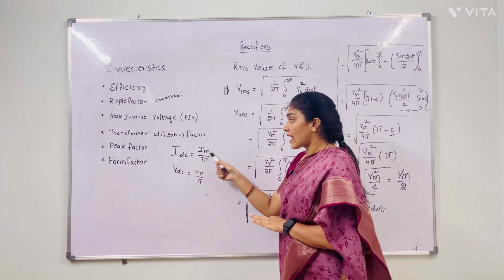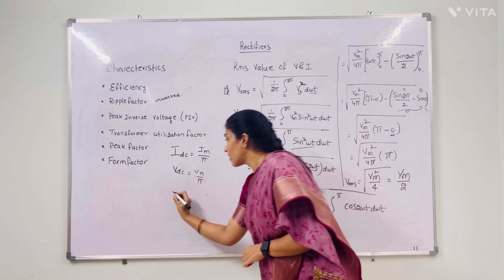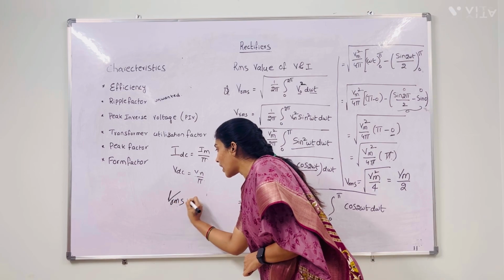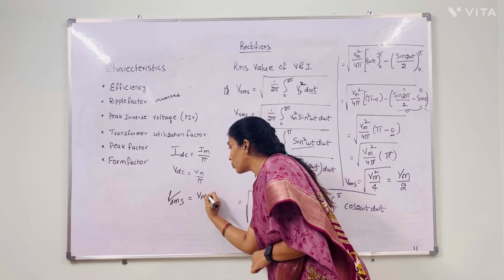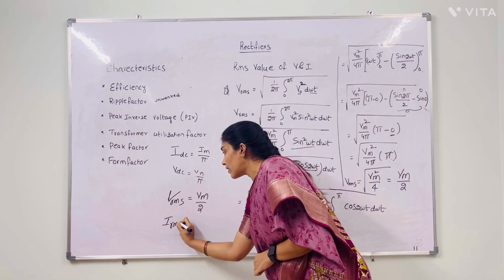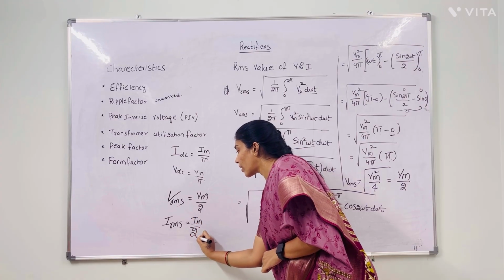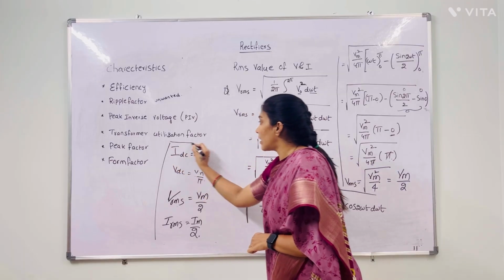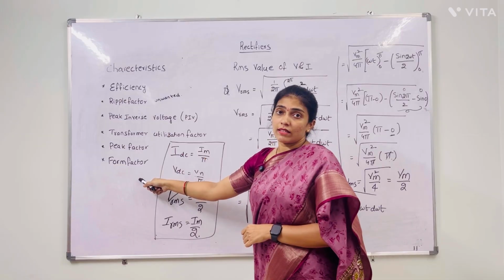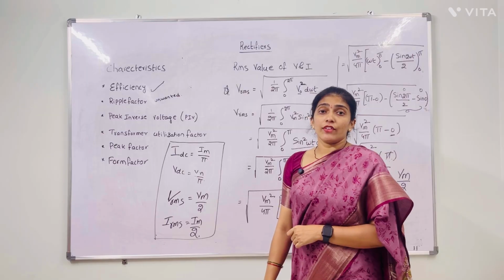The average current formula is Im by pi, and the DC voltage formula is Vm by pi. As well, we calculated the VRMS value: VRMS is Vm by 2. Similarly, the IRMS value is Im by 2. So first we have to calculate these terms, and after that we can go for all these. So we'll calculate the first term, efficiency.